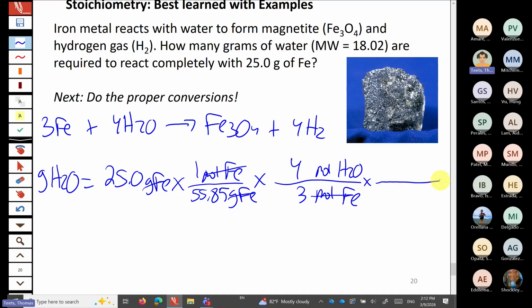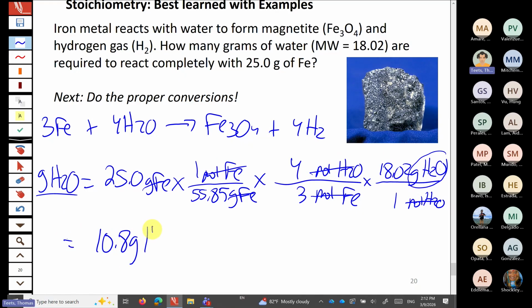And then the last step is we're trying to find grams of water. So once we have moles, we can get back to grams using the molar mass. 1 mole of water has a mass of 18.02 grams. That's the molar mass of H2O, 2 hydrogens plus 1 oxygen. We've gotten to grams of water, so we stop there. So this is a typical mass to mass problem: start with mass of one thing, end up with mass of another. That gives us 10.8 grams of H2O.